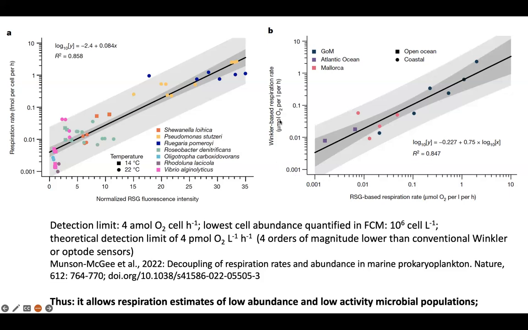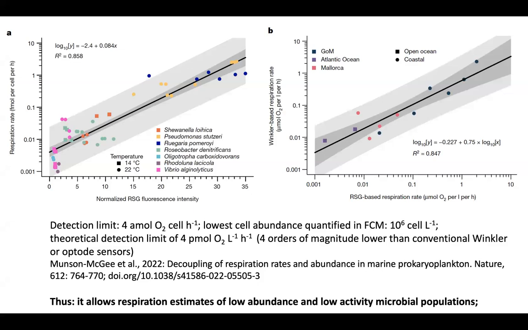And so what you can do really is, when you measure the Winkler rate, you can break this down to the fluorescence, and you can then calculate the RedoxSensorGreen oxygen consumption, and you can break this down to individual cells, of course. The detection limit on an individual cell level is four attomole. An attomole is 10 to the minus 18 mole oxygen per cell per hour.